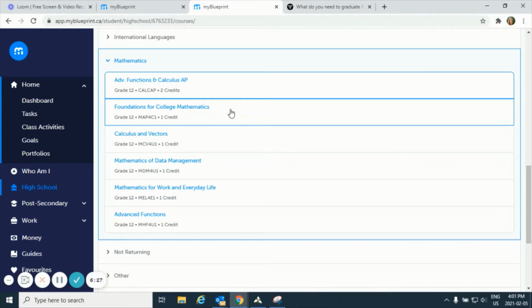For those students, remember I said if you're off to college, some college programs do require math. This would be the math course that you would choose, MAP4C, and the C means it's the college pathway.